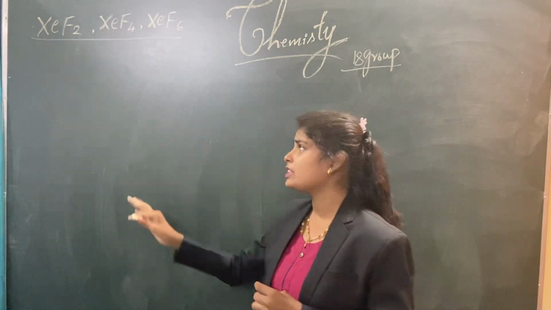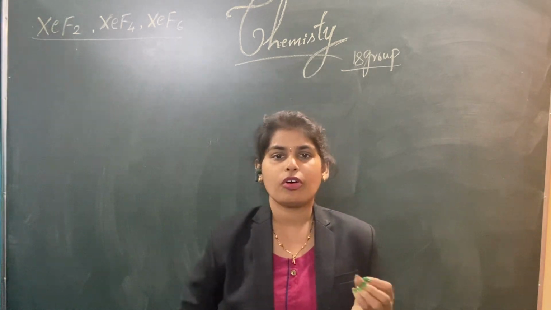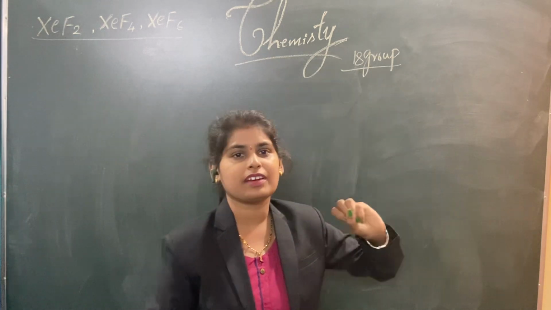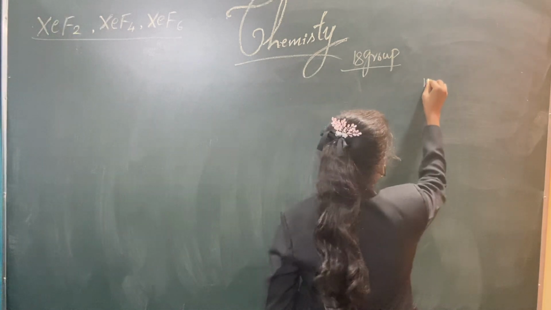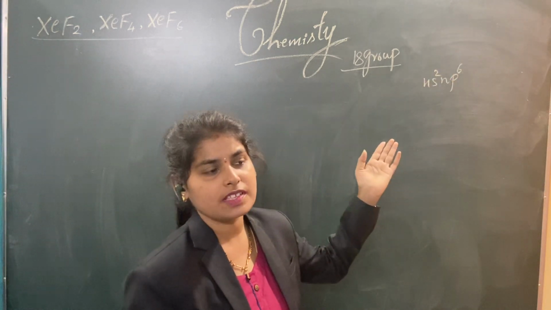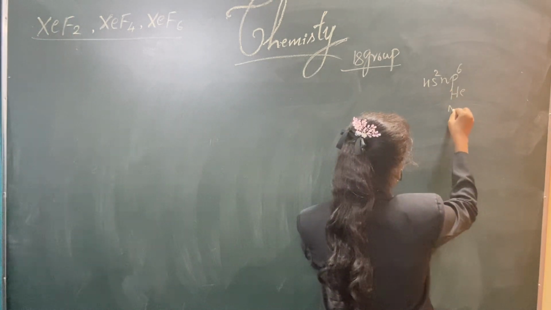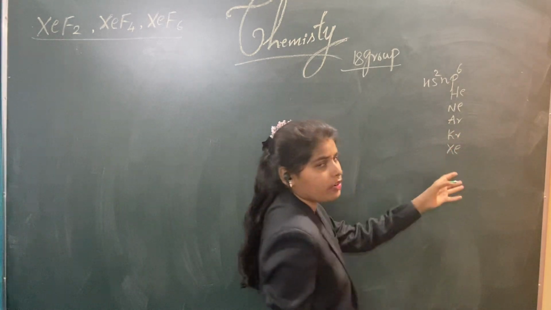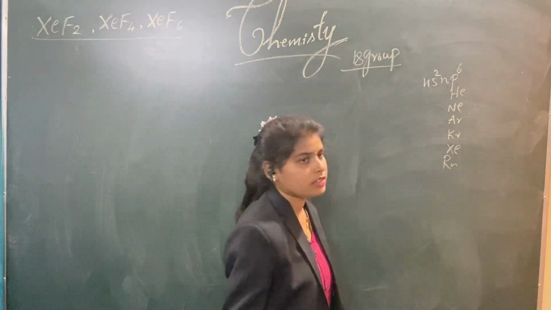Before we go for the discussion about these compounds, let us see some basic introduction about these 18th group elements. As we already know, 18th group elements are nothing but the noble gases, which have the inert configuration ns2 np6. The elements belonging to this group are helium, neon, argon, krypton, xenon and also radon. Because radon is a radioactive element, we are not going to discuss it in detail.